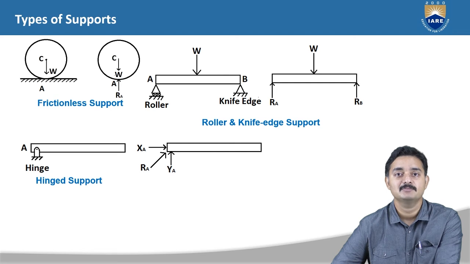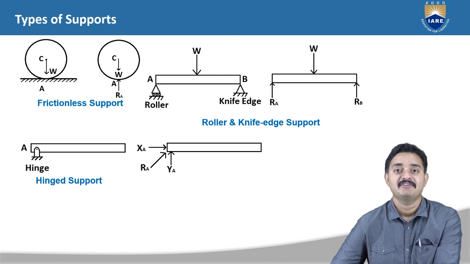And the third type of support is the hinged support. In this type of support, the body is restricted from moving in the x and y axis directions. So, there will be two support reactions at the hinge point. The final reaction will be the composition of the reactions XA and YA.